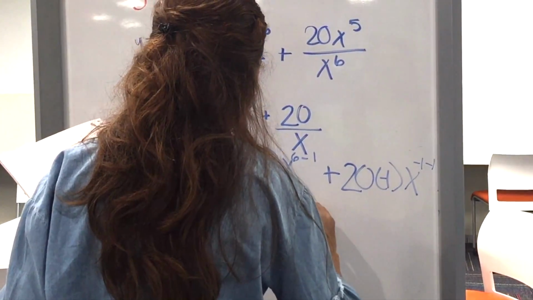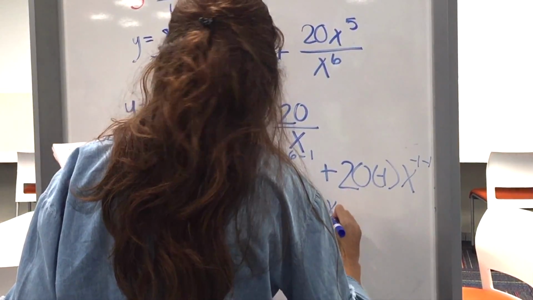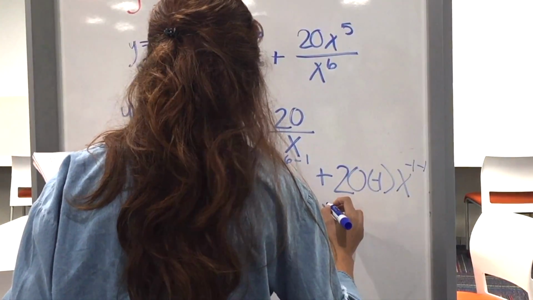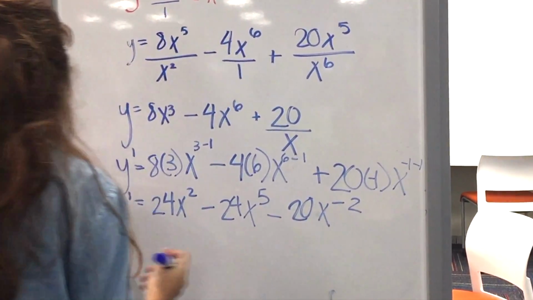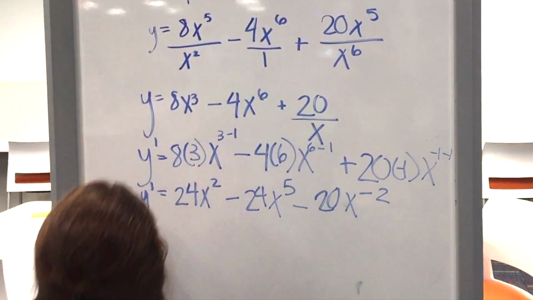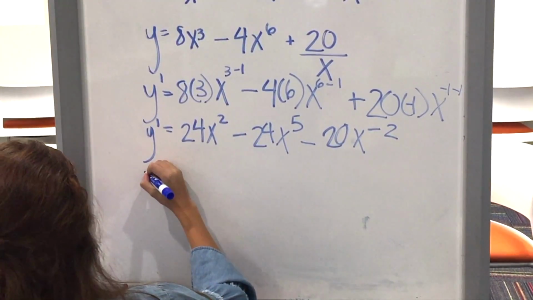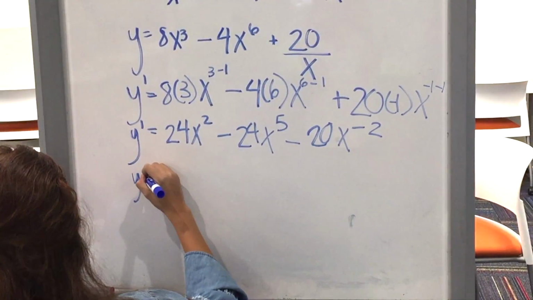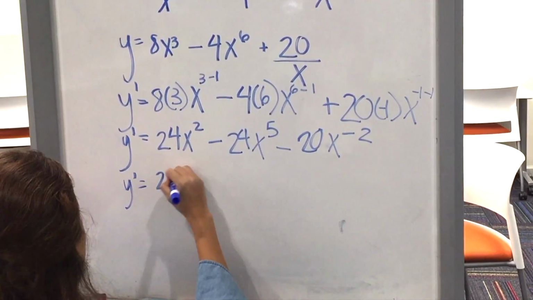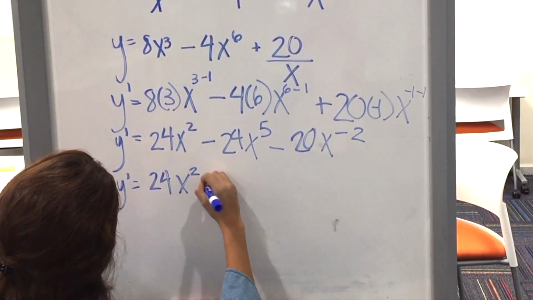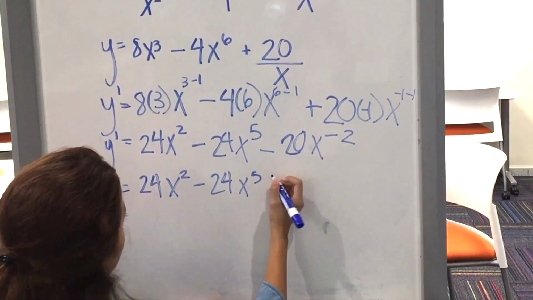Then we need to make the same procedure, meaning it will be 20 times -1 because you are multiplying by the exponent, and then x to the -1 minus 1 equals x to the -2. So you will end up with something like y prime equals 24x to the 2nd minus 24x to the 5th minus 20 over x to the 2nd.